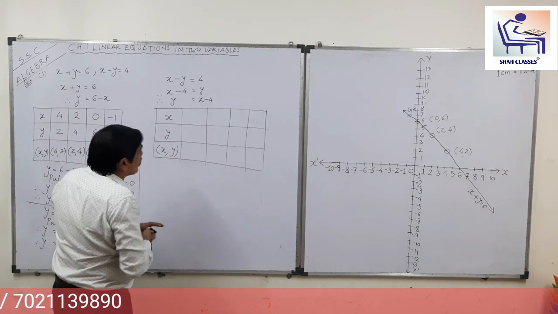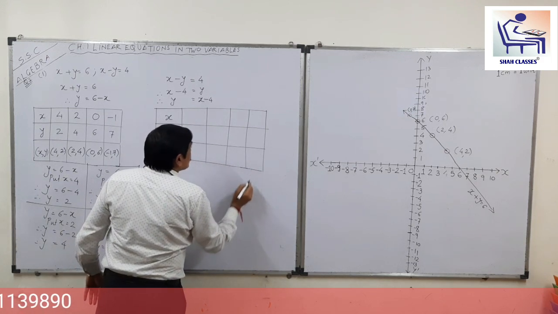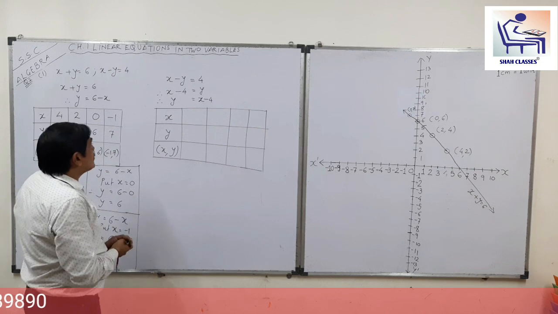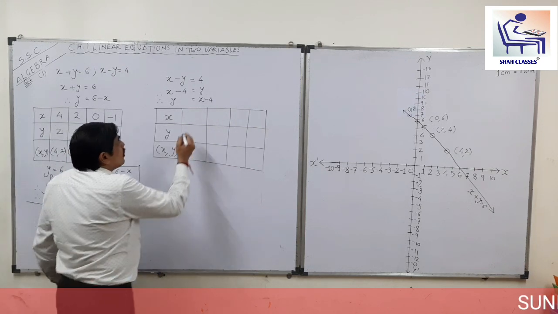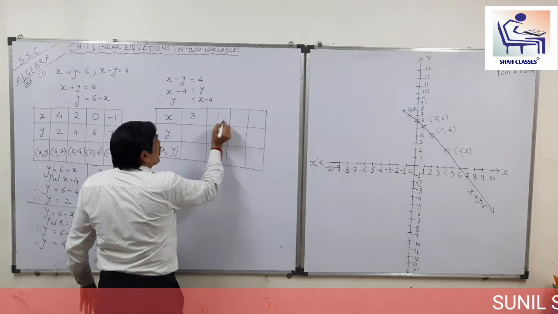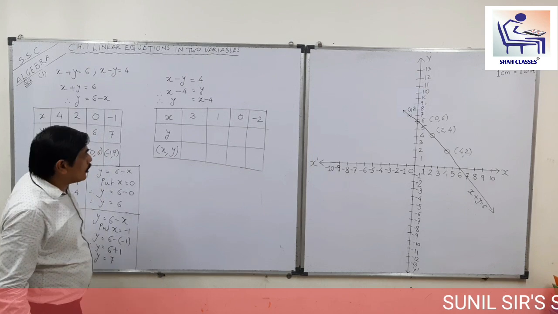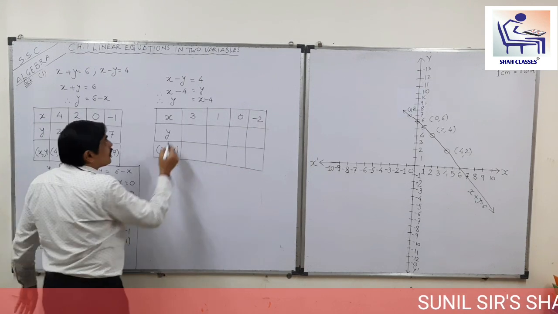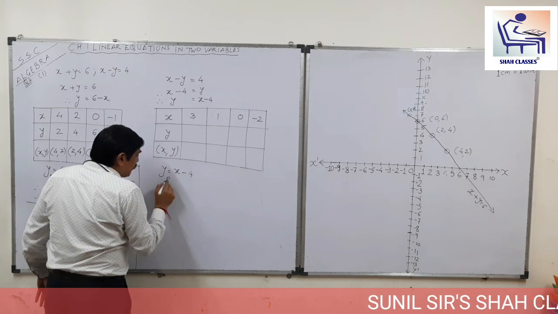Okay, so first point, now here also you have to assume any 4 values of this x. So we can assume any value. Here I am taking 3, 1, 0 and -2. You can take any 4 values. Now same way we will solve here on this equation. y is equal to x minus 4.